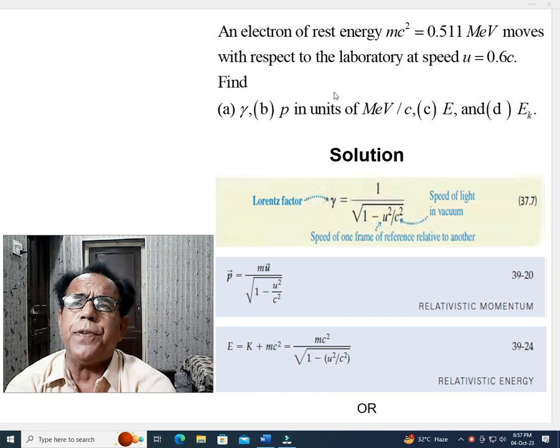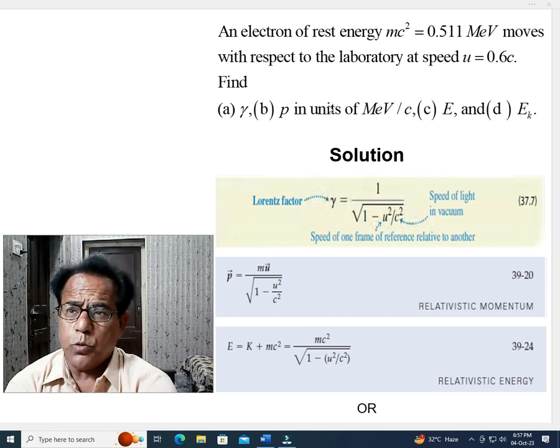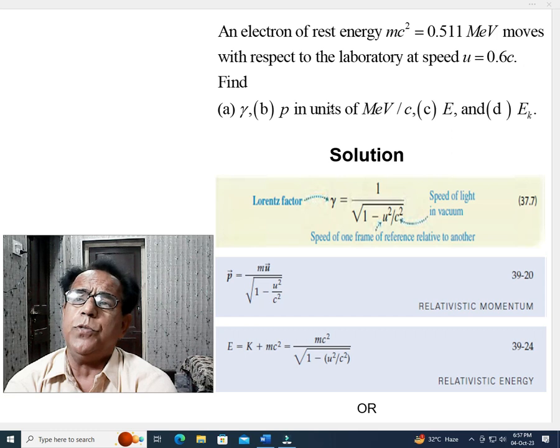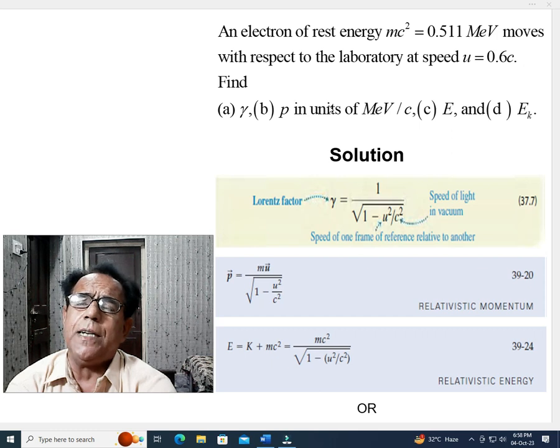An electron of rest energy mc² equal to 0.511 million electron volts moves with respect to the laboratory at speed u equal to 0.6c, where c is the speed of light. Okay, u equal to 0.6c, meaning 60% of the speed of light. Under these circumstances, we are required to find the solution of 4 problems.